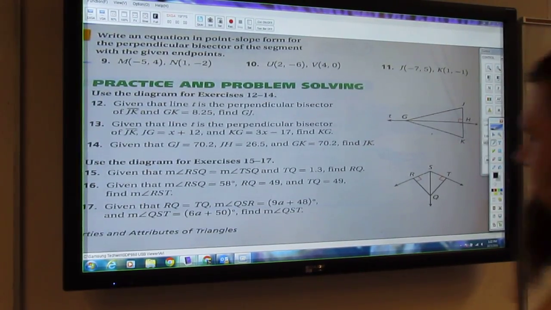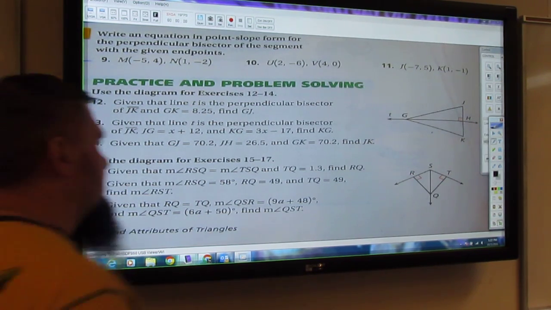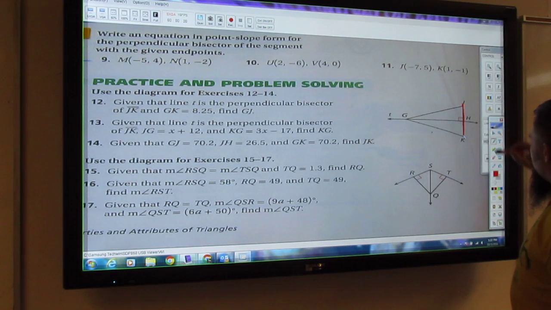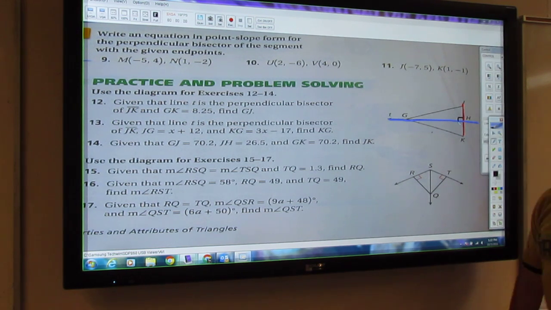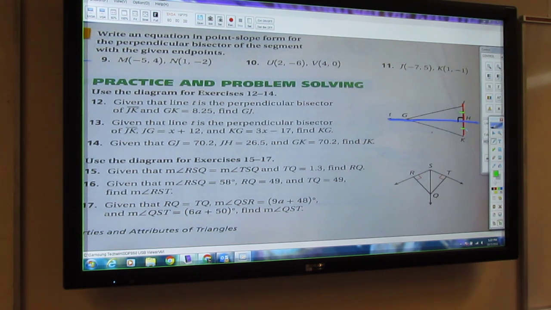All right, first of all, number 13 says, given that the line T is perpendicular to the bisector of JK, right? So what that means is that the line T and JK are perpendicular. So they're perpendicular, right? And it's a perpendicular bisector. What does bisector mean? That it cuts in half. That's right. So that means that this is cut in half. Those are equal pieces. Okay?